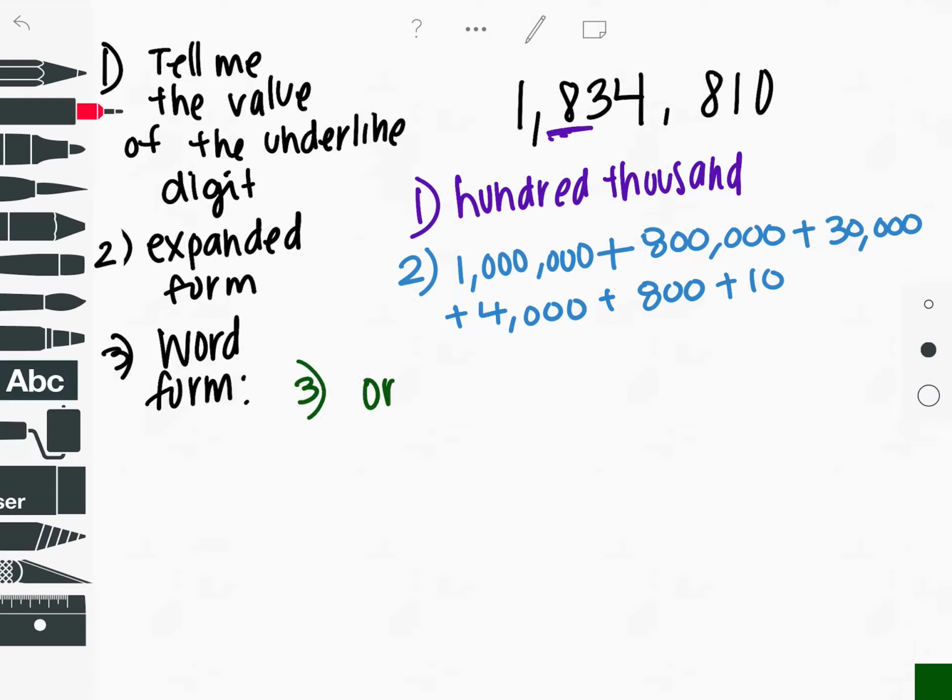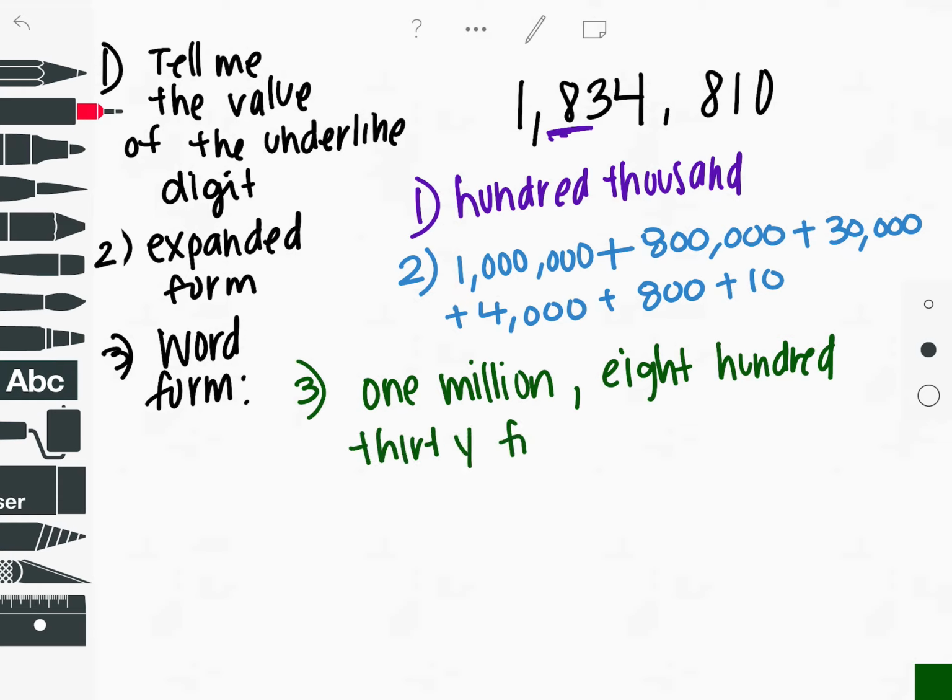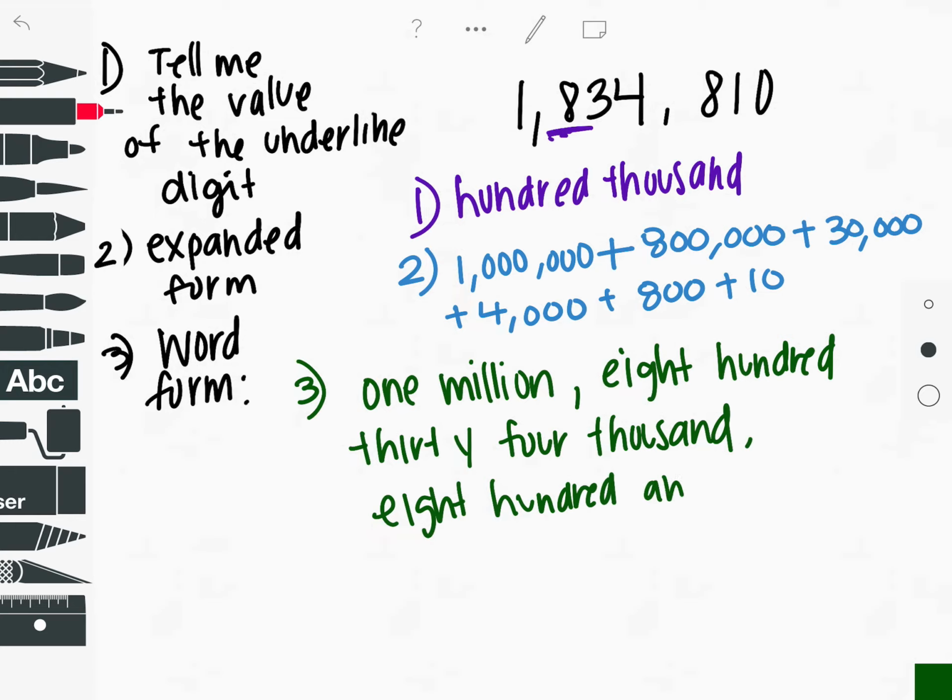Let's answer our final question, word form. So we have 1,834,810. So in some cases you could say 10, but now we're taking off the 10. You just write 810. And that is your answer for word form.